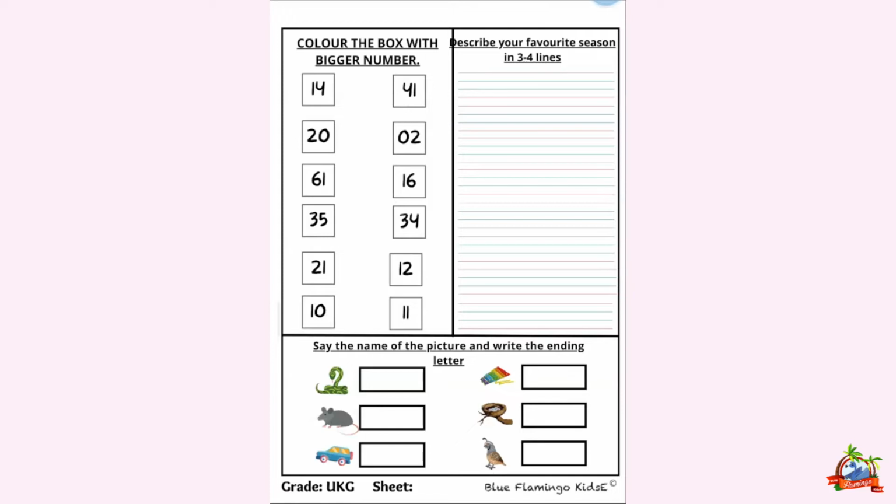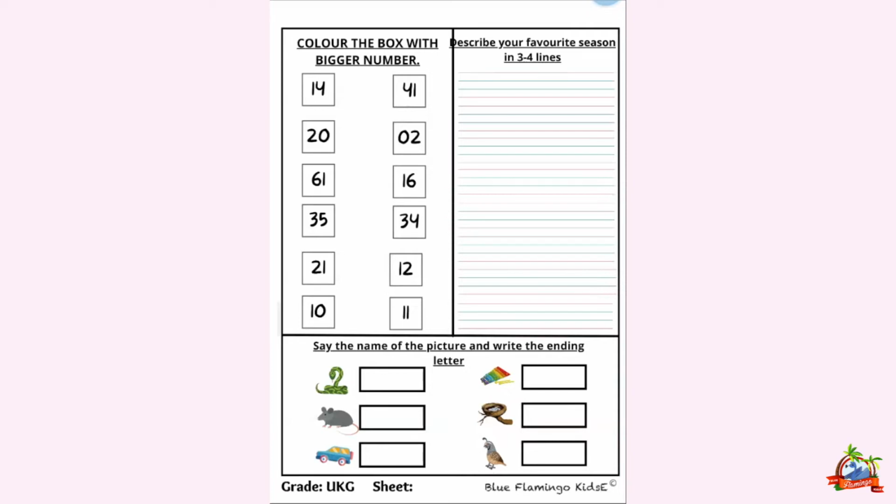Question says, color the box with bigger number. Okay, you can see each column. Each column has two numbers. हर column में दो number दिए हुए हैं. Each column has two numbers. Now what you have to do is you have to color the box with bigger number.